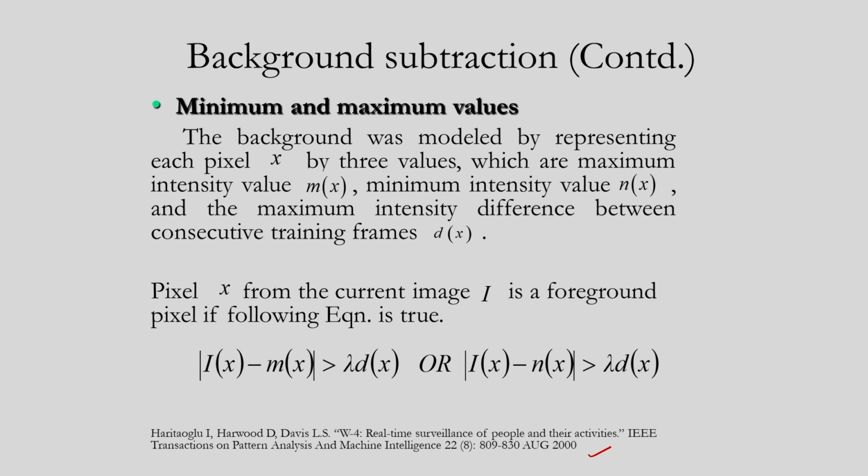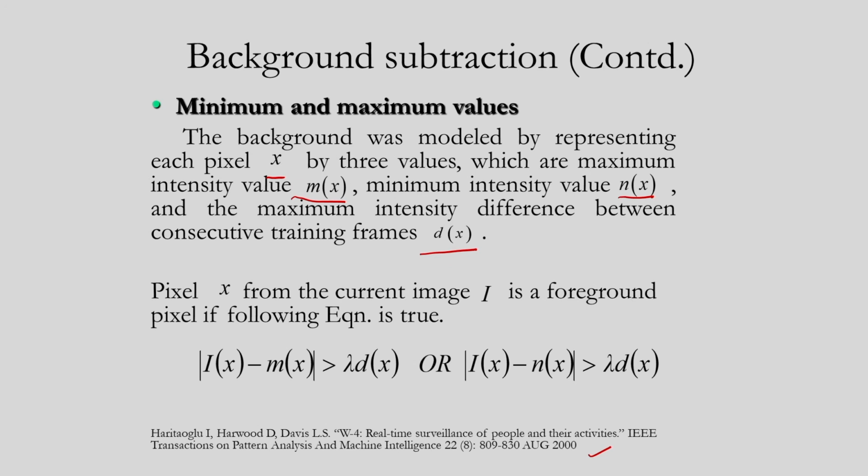So, briefly the concept is like this. The background is modeled by representing each pixel, the pixel is x, by three values. One is the maximum intensity value mx, one is the minimum intensity value nx, and the maximum intensity difference between two consecutive training frames, that is dx. By using these three values, I can develop the background model.